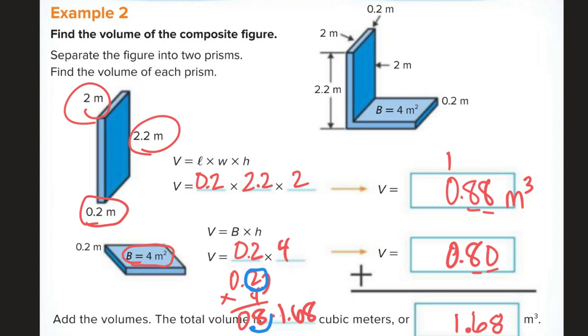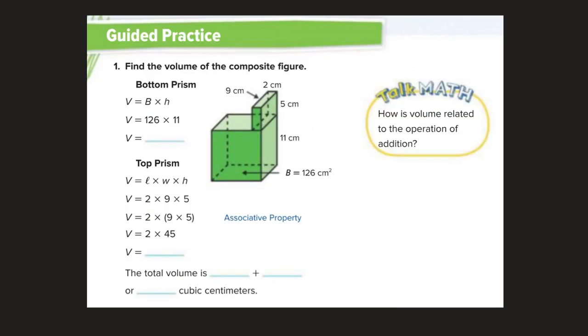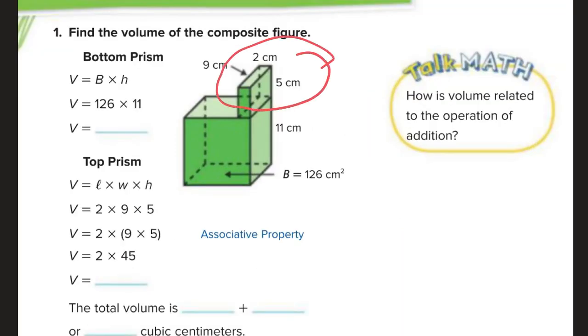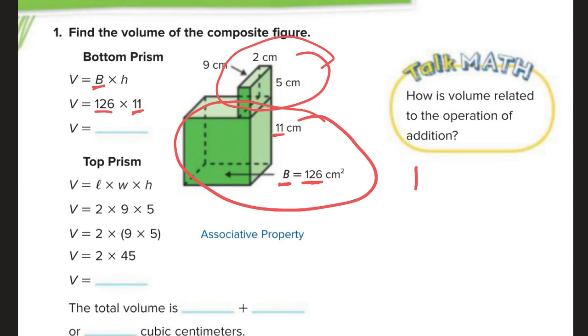Or meters cubed. All right, let's do one more example. This is the last one we're going to do. We have 1 itty-bitty piece and 1 big piece. I notice here, when that capital B is there, they've already found the area of the base. So that takes out one step, because we don't have to find the area of the base and multiply it by the height. So for the bottom prism, we're doing 126 multiplied by 11, the height.